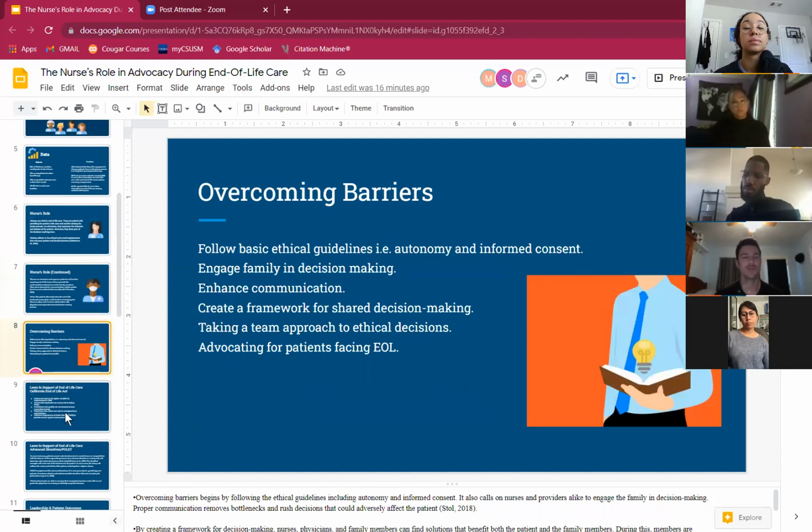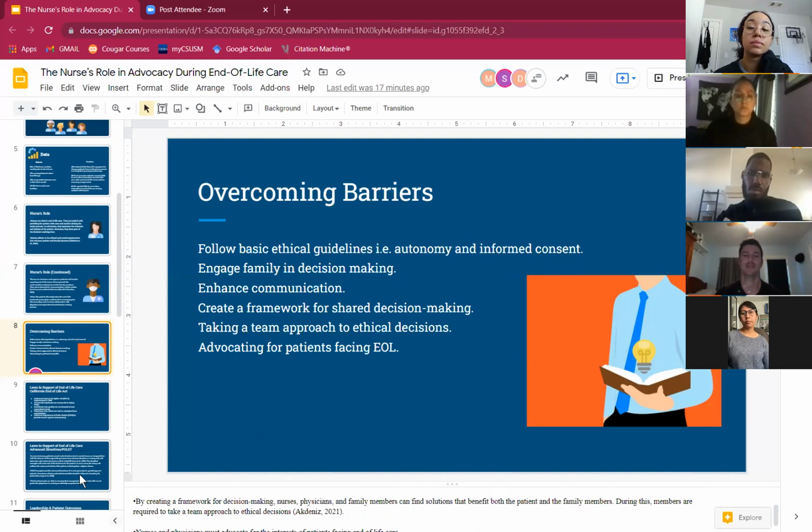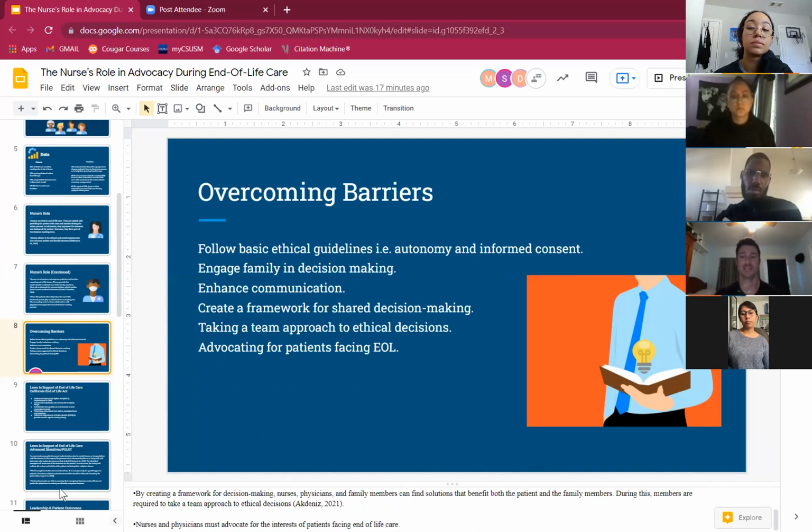We can overcome these barriers just simply by following a lot of the ethical guidelines that include autonomy and informed consent. It just really calls on nurses to engage the family in decision making and really enhance our communication. So it removes a lot of the bottlenecks and rushed decisions that could really affect the patient and family members in making really bad decisions towards the end and pursuing aggressive care, rather than just really taking your time to approach the quality of life and care with more thought and early conversation.